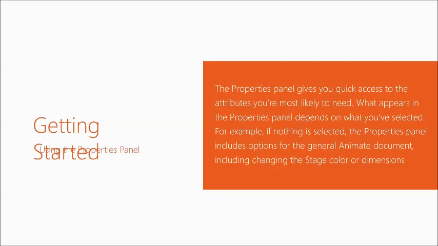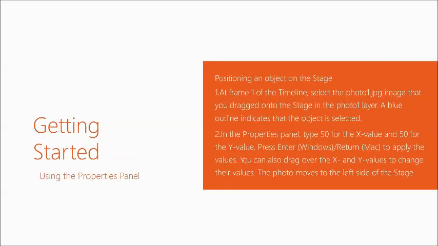For the Properties panel, it gives you quick access to the attributes you're most likely to need. What appears in the Properties panel depends on what you've selected. For example, if nothing is selected, the Properties panel includes options for the general Animate document, including, of course, changing the stage color or dimensions.